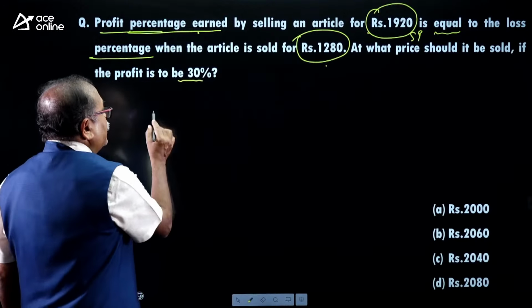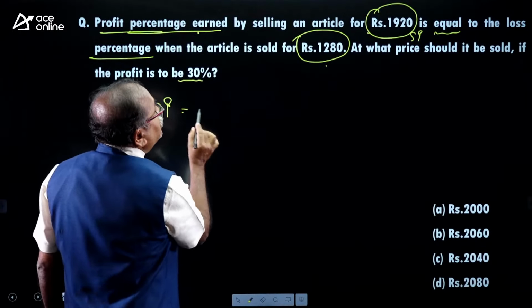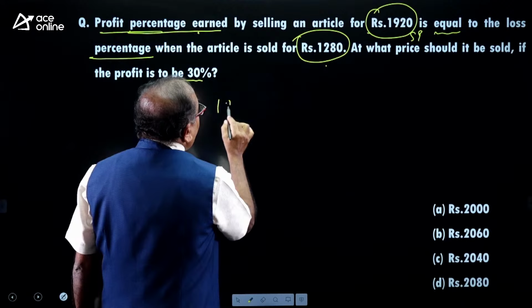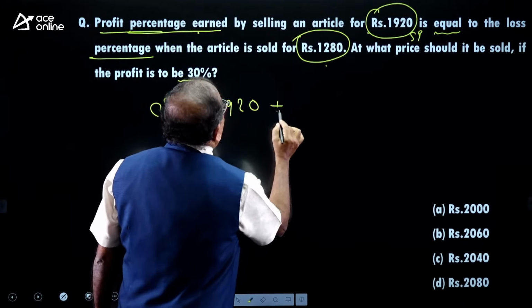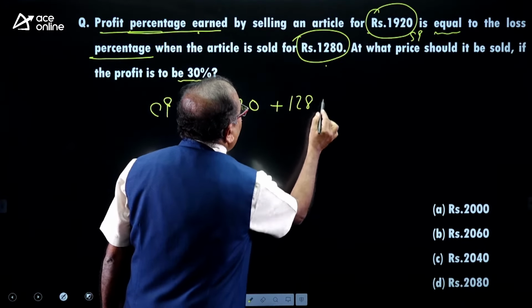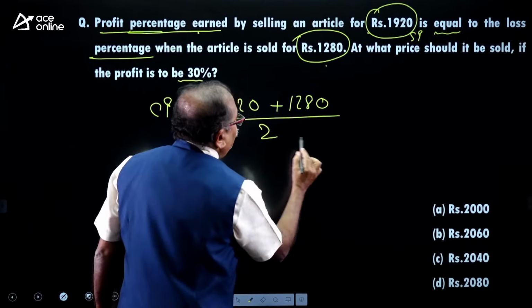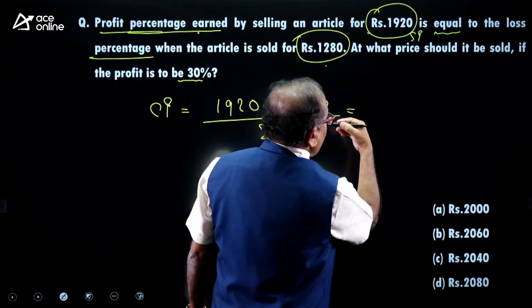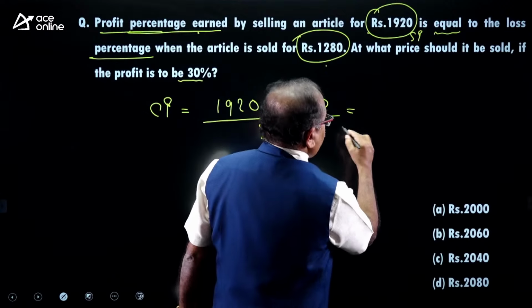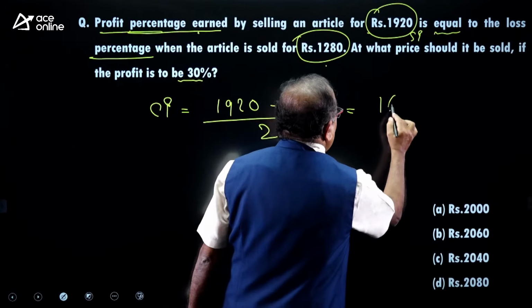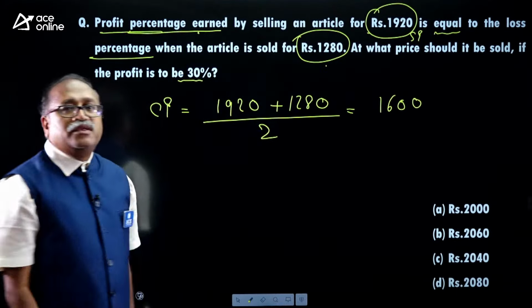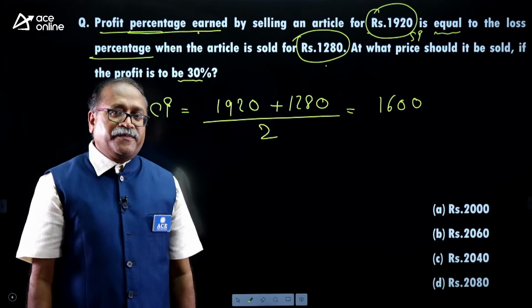So what is the CP? Let me give you some hints. That is 1920 plus 1280, divided by 2, which is 3200 divided by 2, which is 1600. Done. This is your CP, my dear friend.